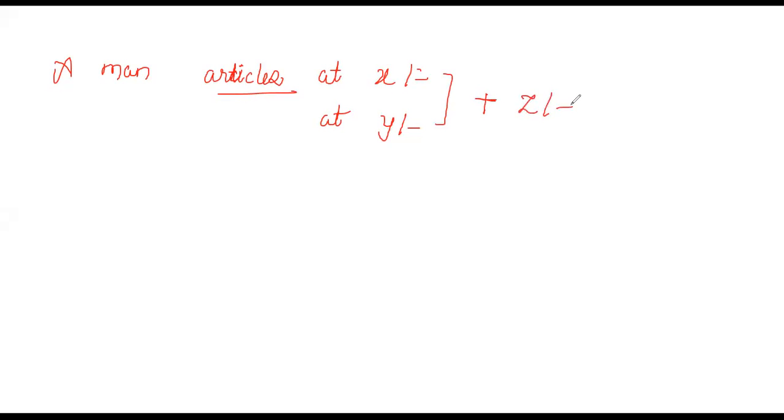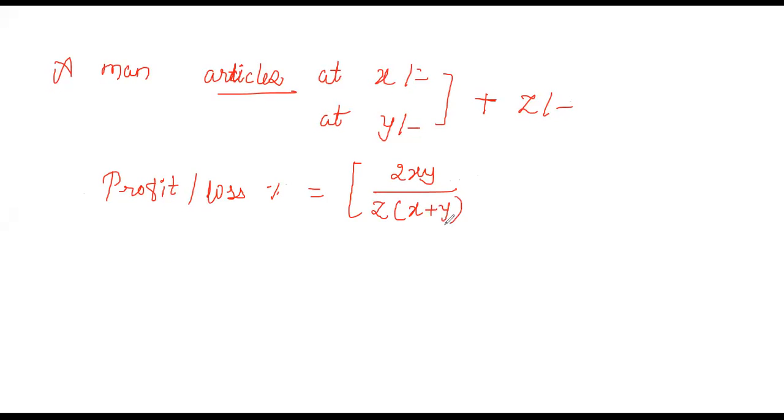Sold at Z rupees. Okay, then at that time his gain or loss, his profit or loss percent can be calculated with the formula 2xy divided by z into x plus y, minus 1, into 100.